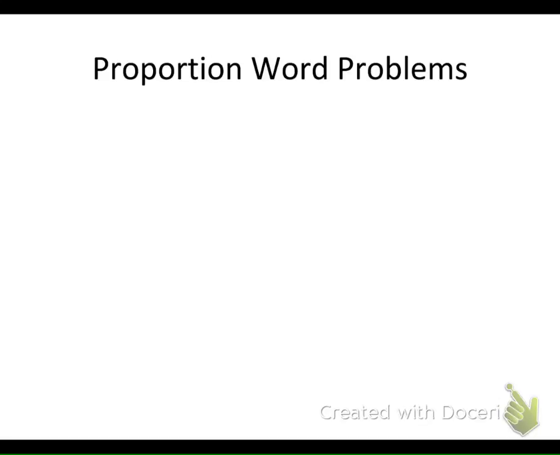A couple things you need to know before we start the word problems, though, are a couple of terms. The first one is a ratio. What is a ratio? What does a ratio do? Compares what? Yeah, so a ratio compares two numbers. Okay? So a ratio compares two numbers. Then the second term that you're going to need to know.